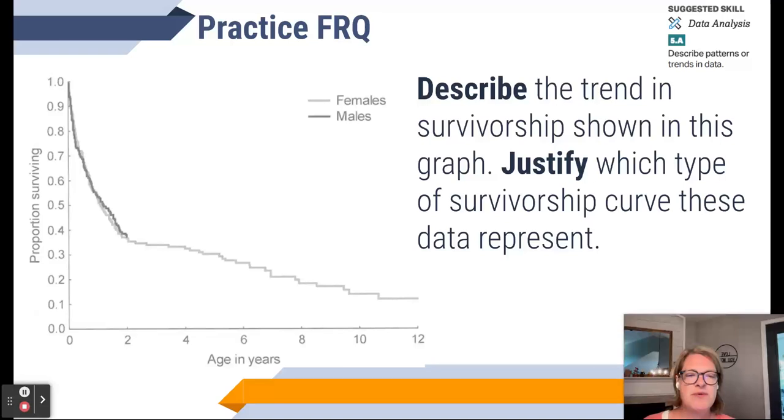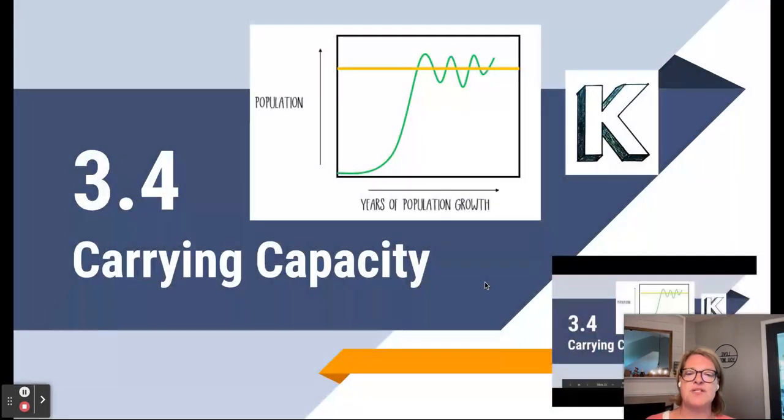If you have any questions about this, make sure you ask me in class. And the practice FRQ is: describe the trend in survivorship shown in this graph. For survivorship, the AP test likes to give you a lot of data, or some graphs or pictures even, and then asks you to justify which type of survivorship curve these data represent. So is that a type 1, type 2, or type 3?